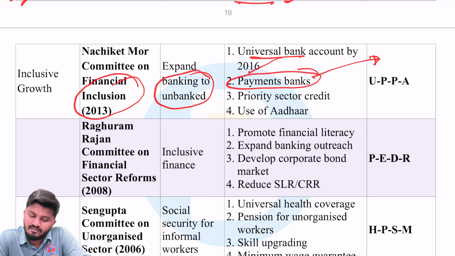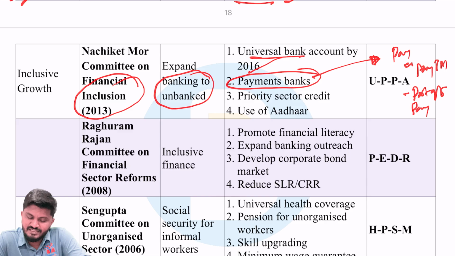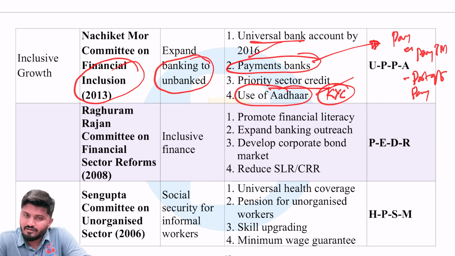This has been achieved at the moment. So many payments banks such as Paytm Payment Bank, Post Office Payment Bank, PhonePe Payment Bank, etc. have been established already. Next, priority sector credit. Next, use of Aadhaar card for KYC norms. All these things have been applied and implemented by Government of India under Nachiket More Committee recommendations.